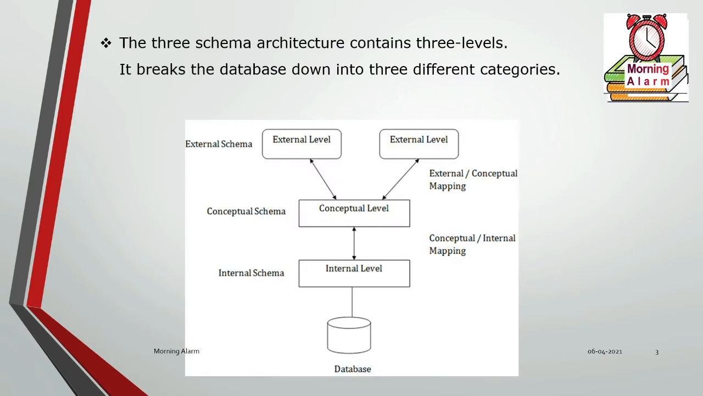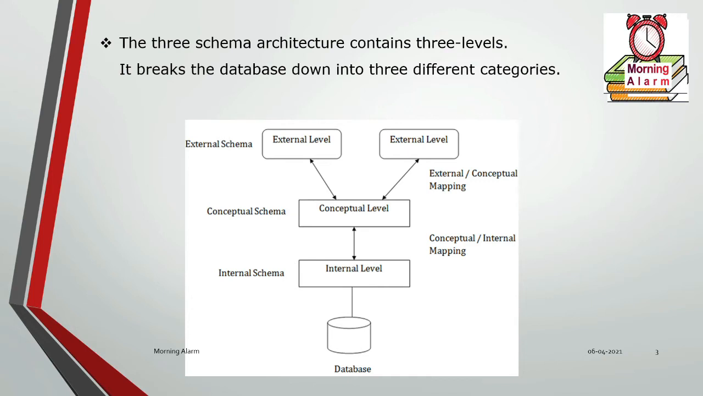The 3 schema architecture contains 3 levels. It breaks the database down into 3 different categories. A database is connected to the internal level, which is connected to the conceptual level, and that is connected to the external level.